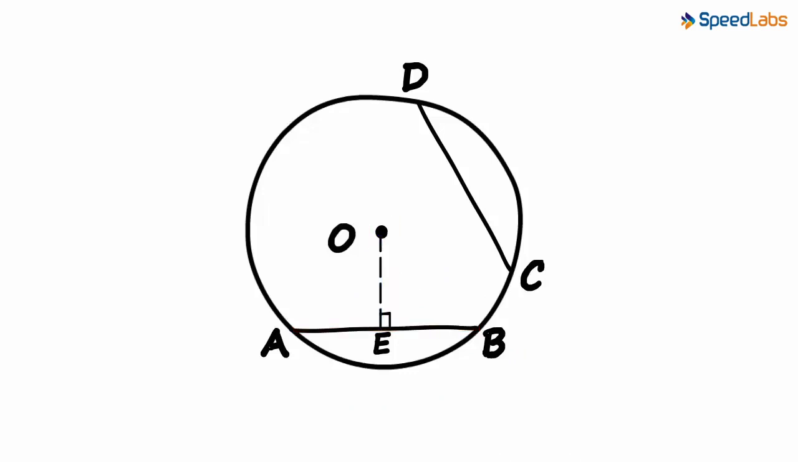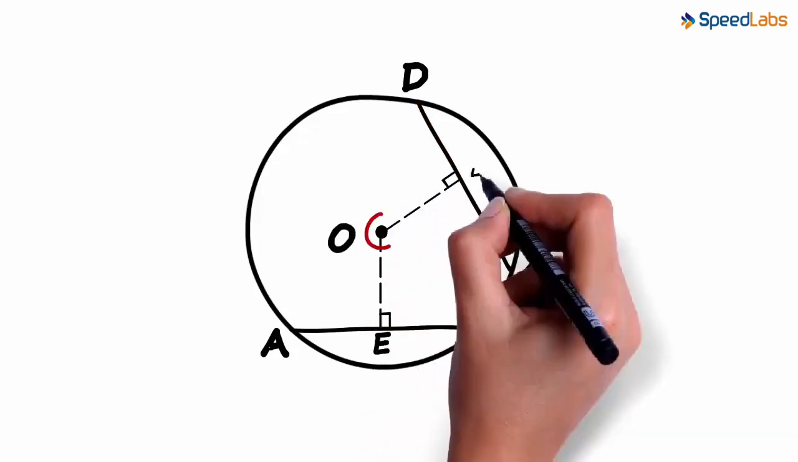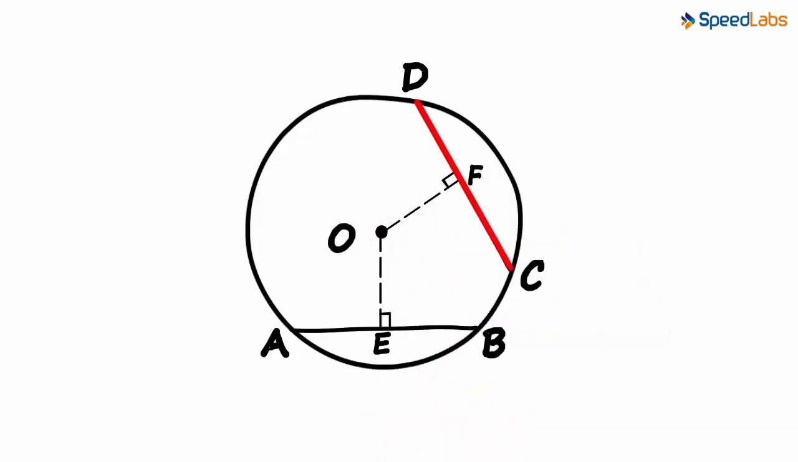And to find the distance of the chord CD from the center, we draw a perpendicular from the center onto chord CD. The length of segment OF will be the distance of chord CD from the center. We will talk about these two distances, OE and OF.